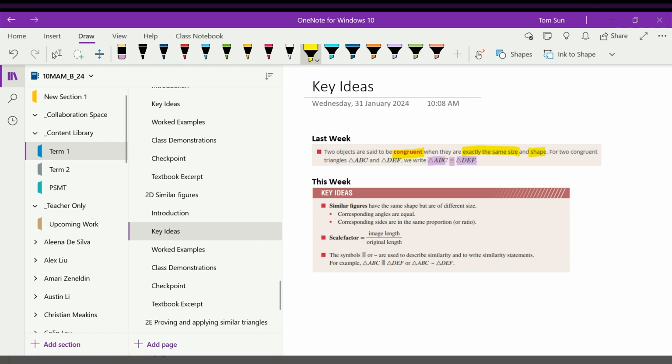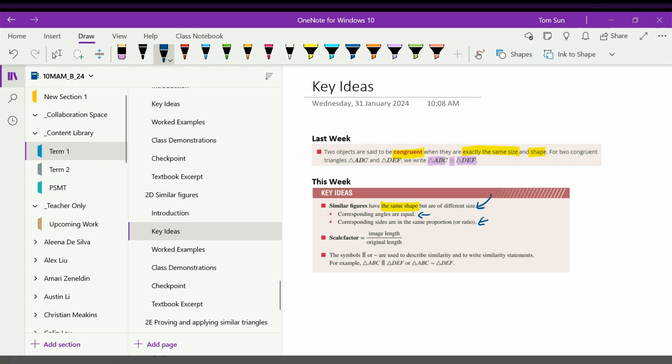Similar figures is, funnily enough, similar to congruency, but it lacks one of those conditions, in that similar figures have the same shape but are of different size. Okay, same shape, different size. So how can something be the same shape but different size? Well, the angles of the shape have to be equal. All the inside angles have to be the same, and the corresponding sides do not have to be the same because they're different sizes, but are in the same proportion or ratio.